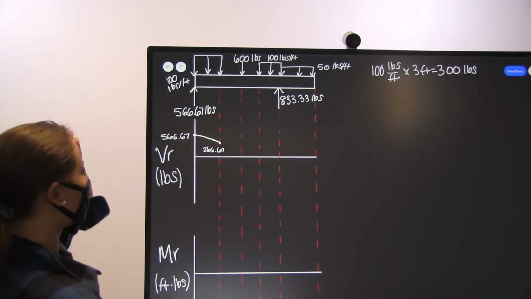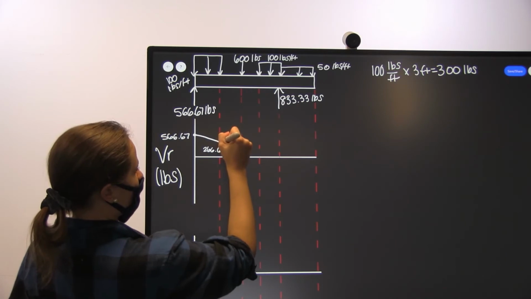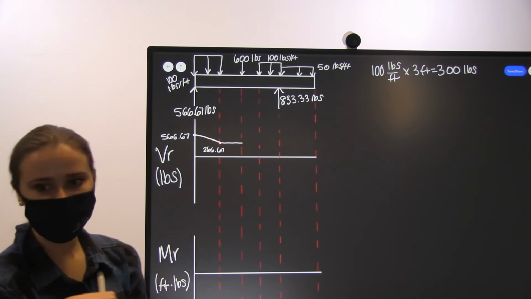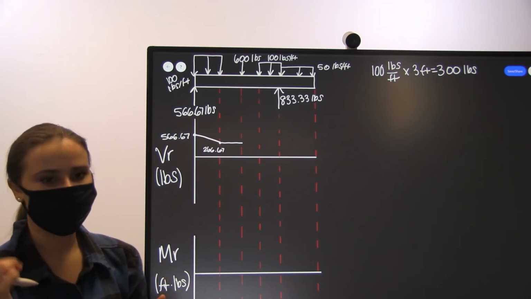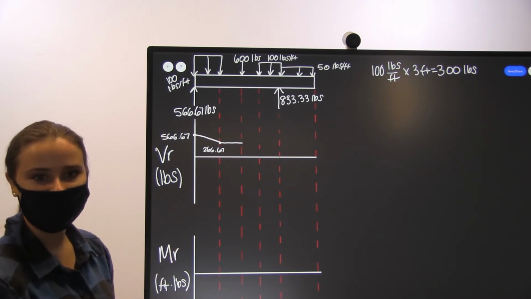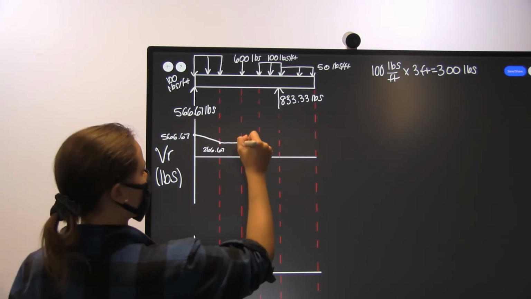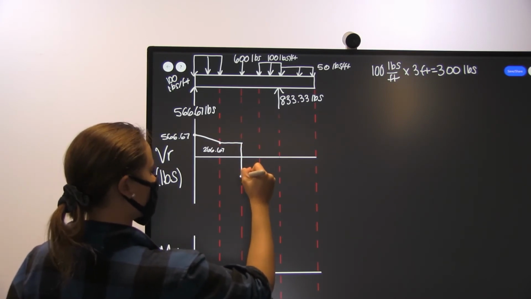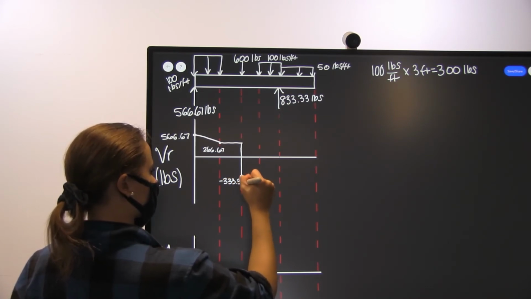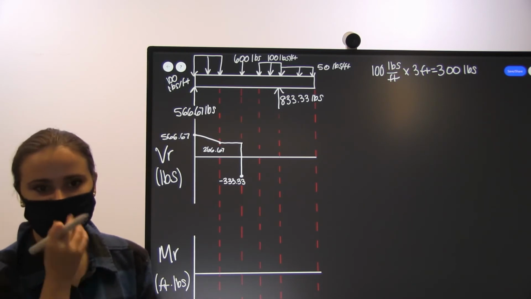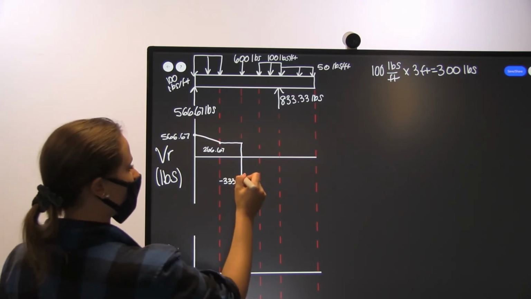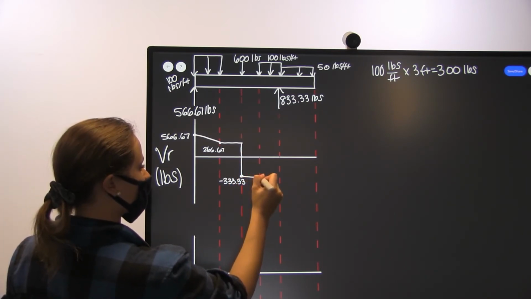And then we don't have any more forces, nothing going on until right here. Right here is our 600 pounds downward force. And what we're going to do about that, we're going to subtract 600 from 266.67. So that's going to bring us down on the graph to negative 333.33 pounds because we're subtracting the 600 from 266.67. And then from there, we don't have anything going on until we get this point here.